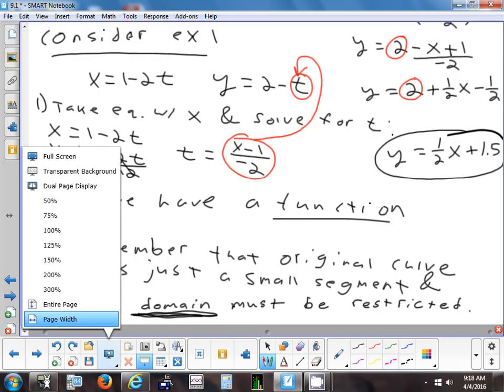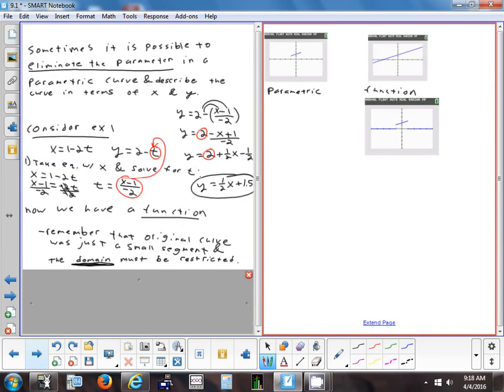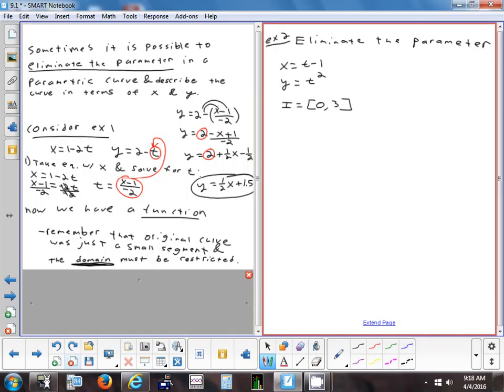Everybody have this? If you need it, go like that. All right, so now this one says to eliminate the parameter. So we're going to do the same thing we just did, but we have to be careful with the domain. We're going to have to find our start point and our end point, because when we sketch it, it should only be a small section of our graph.